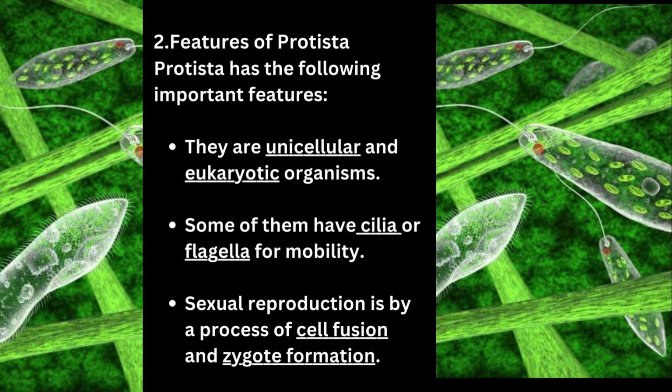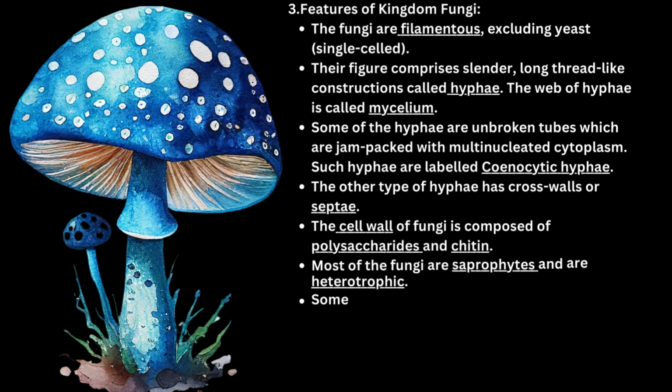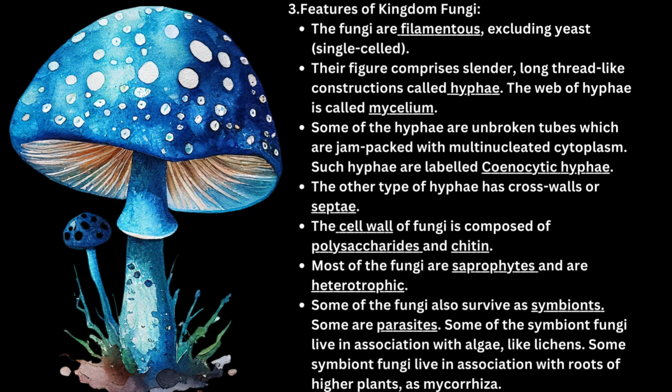3. Features of kingdom Fungi. The fungi are filamentous, excluding yeast, which is single-celled. Their body comprises slender, long thread-like structures called hyphae. The web of hyphae is called mycelium. Some of the hyphae are unbroken tubes which are jam-packed with multinucleated cytoplasm. Such hyphae are labeled coenocytic hyphae. The other type of hyphae has cross walls or septae.